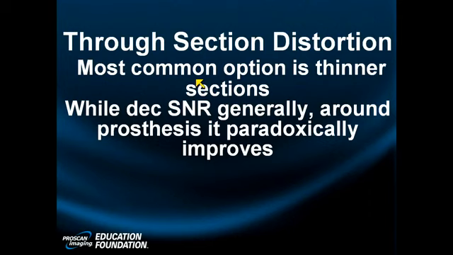Through selection distortion. This is kind of counterintuitive. But through selection distortion, along the axis of the prosthesis, is not solved, it's improved by thinner slices. So counterintuitively, even though you've got this giant, distorted piece of metal in the body, the thinner the slice, the less distortion you're going to get. So that's another method you can use to improve your overall imaging appearance.